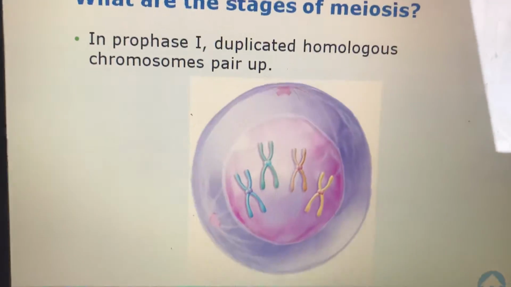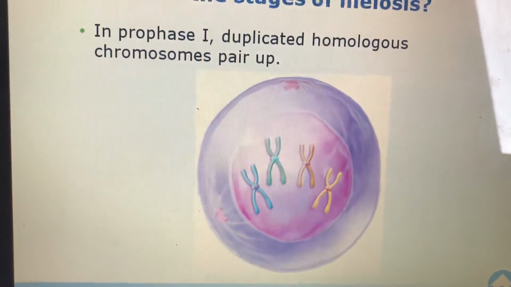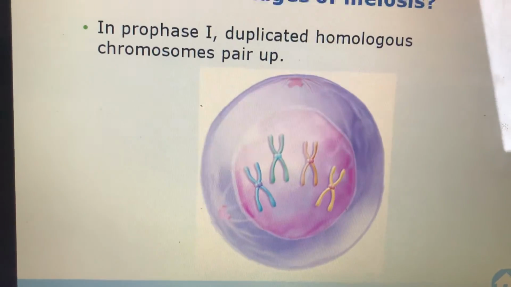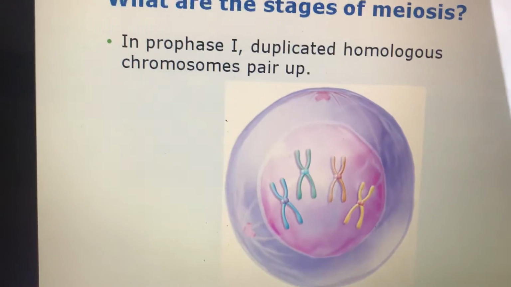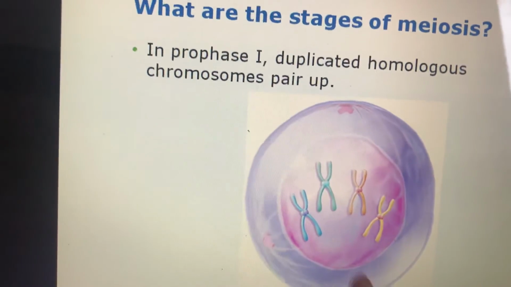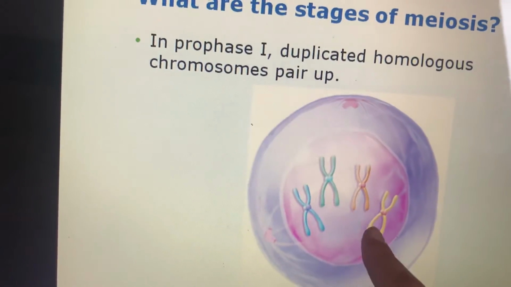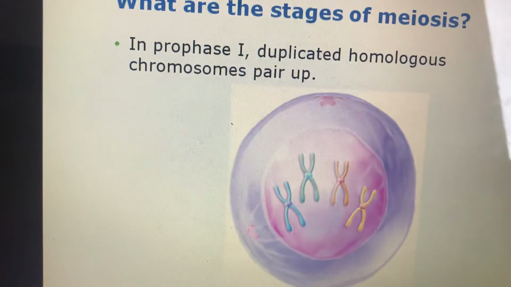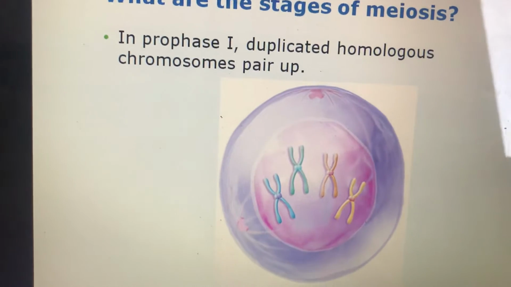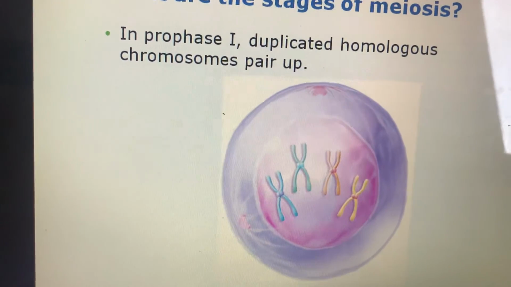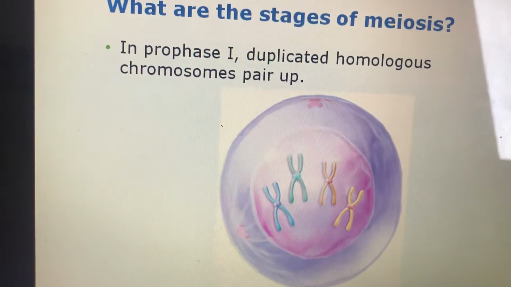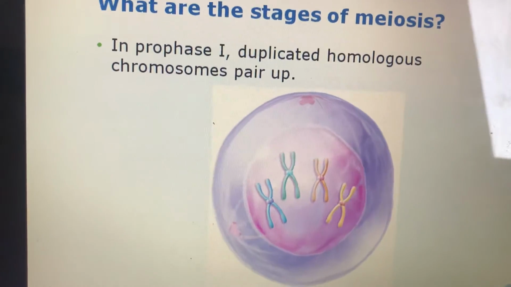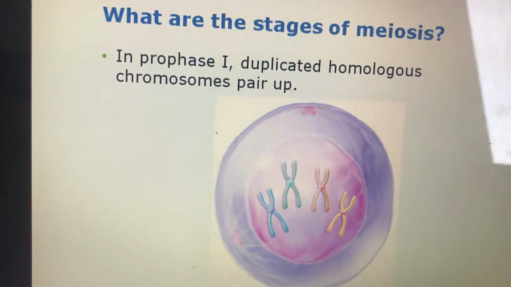homologous chromosomes pair up. So I'm going to assume that I have 4 chromosomes in this cell. It means I have 2 pairs of homologous chromosomes. So I can see that the 2 pairs are pairing up. They are combining together to form tetrads. We call them tetrads. It means 2 pairs of chromosomes.